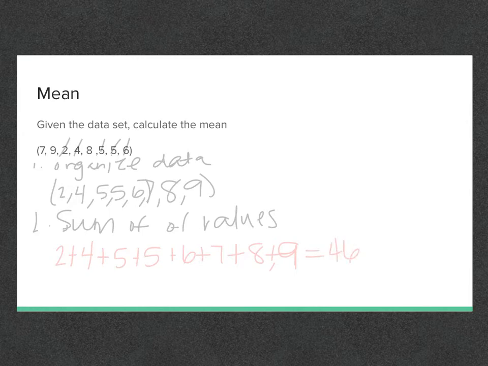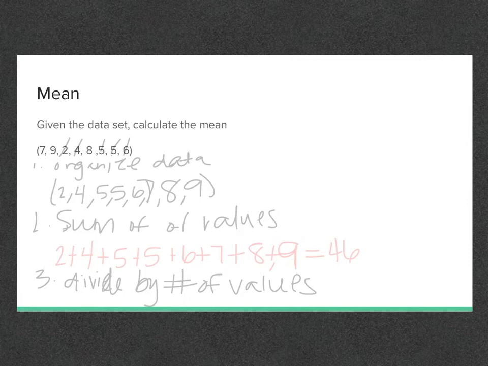So now that I have my sum of all my values, my next step is going to be to divide by the number of values in my data set. If I look at my values here, I have 1, 2, 3, 4, 5, 6, 7, 8 values, okay? 8 values. And I'm going to divide 46 by 8.